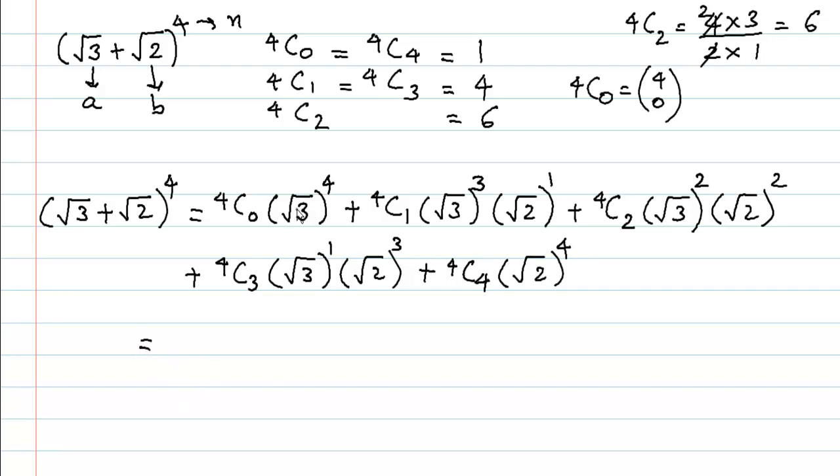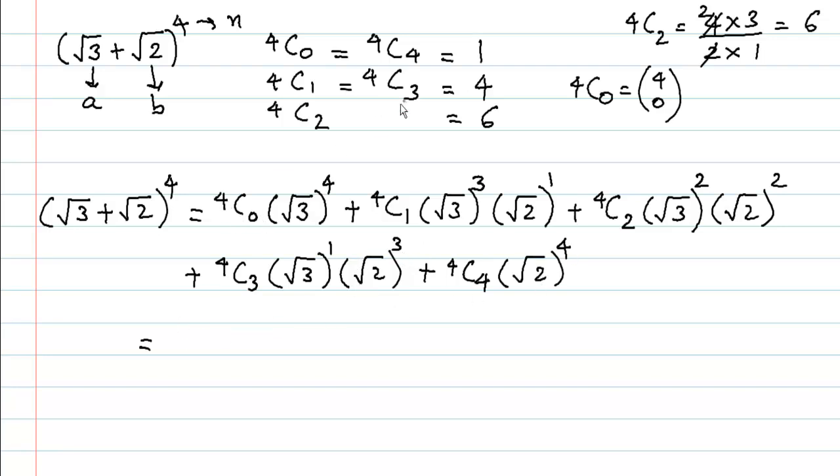So you can see that the index of a, that is root 3 in this case, decreases 4, 3, 2, 1, and then we don't have it. And b increases. In the first term we didn't have root 2, that is b, then we had b raised to 1, root 2 raised to 2, root 2 raised to 3, and then root 2 raised to 4.